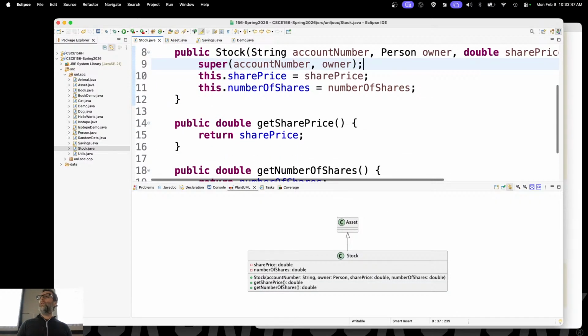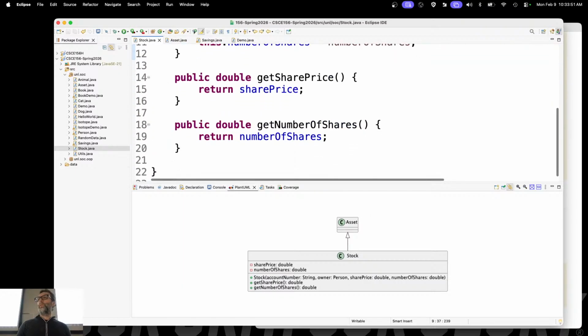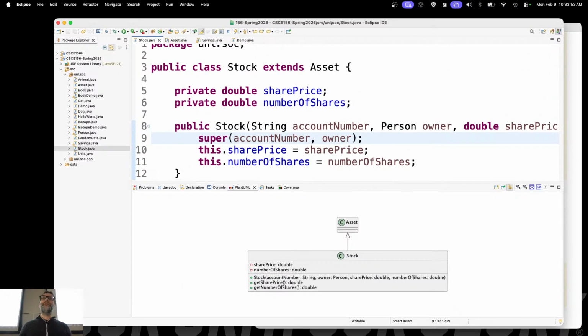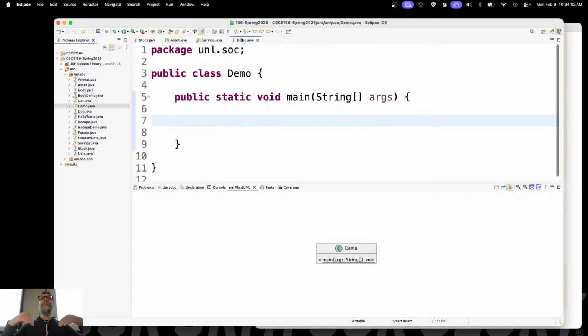Now, before I move on here, what about if I wanted the owner of this stock? First of all, do you see the owner at all in this subclass? No, it's in the superclass. Do you see the getter at all in this subclass? No, that's also in the superclass, but guess what? Everything gets inherited.